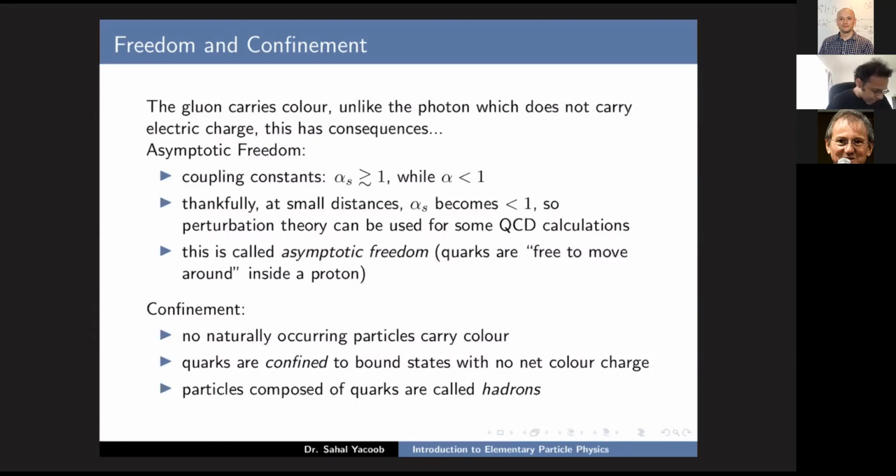So when they interact, they're interacting with a large momentum transfer, and they're doing that then in a regime where we can perform calculations. Because we have to do the calculations perturbatively, we can't do these infinite sums, and we can only do that at small distances because the coupling constant for the interaction becomes smaller.